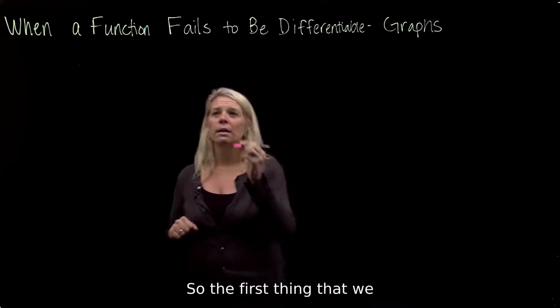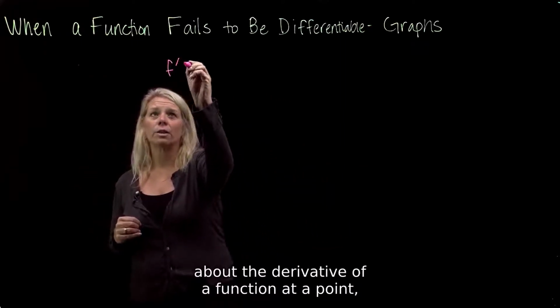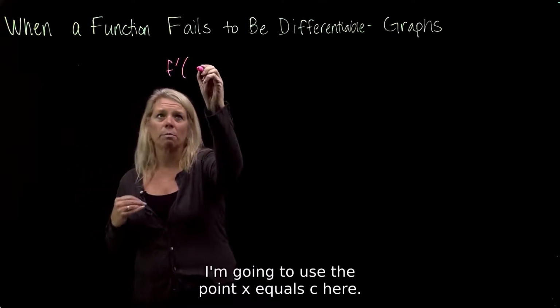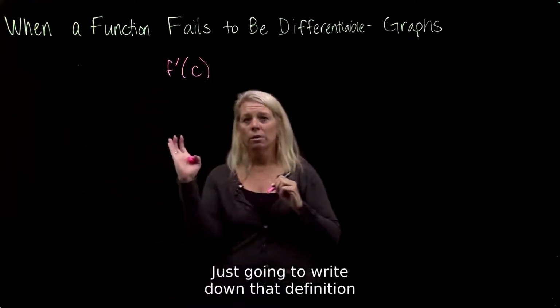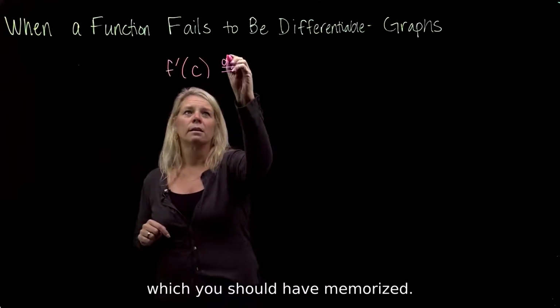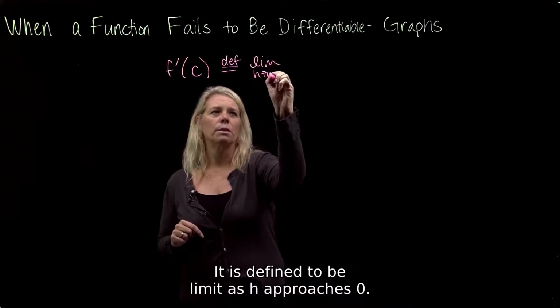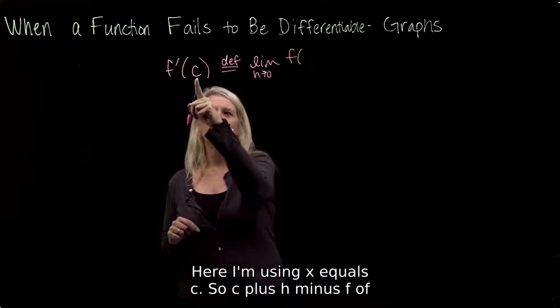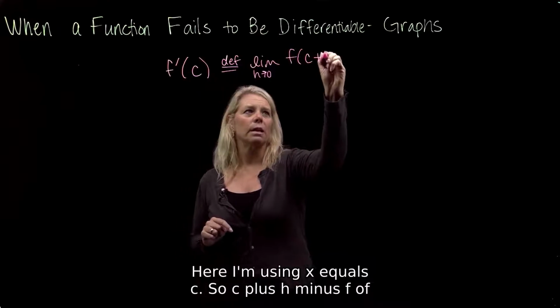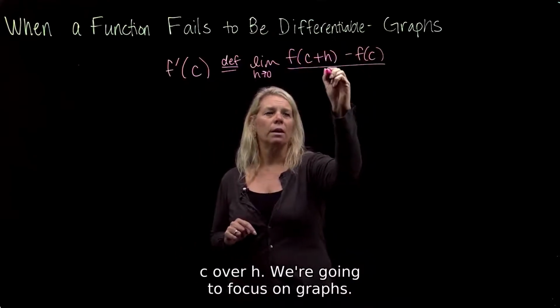So the first thing that we want to think about is the derivative of a function at a point. I'm going to use the point x equals c here. I'm just going to write down that definition, which you should have memorized. It is defined to be the limit as h approaches 0 of f of c plus h minus f of c, all over h.